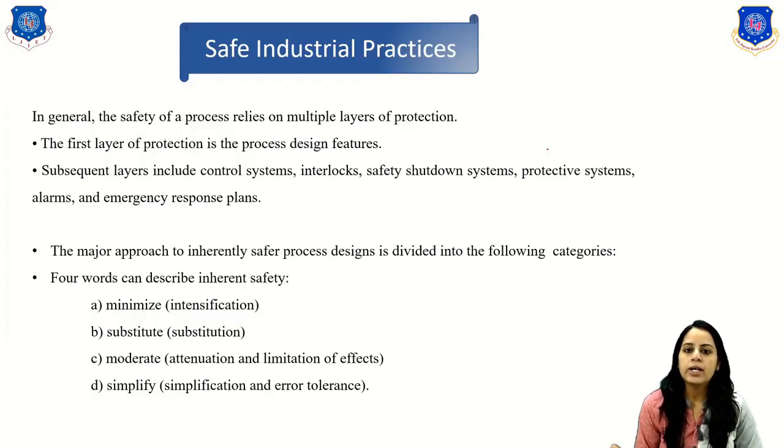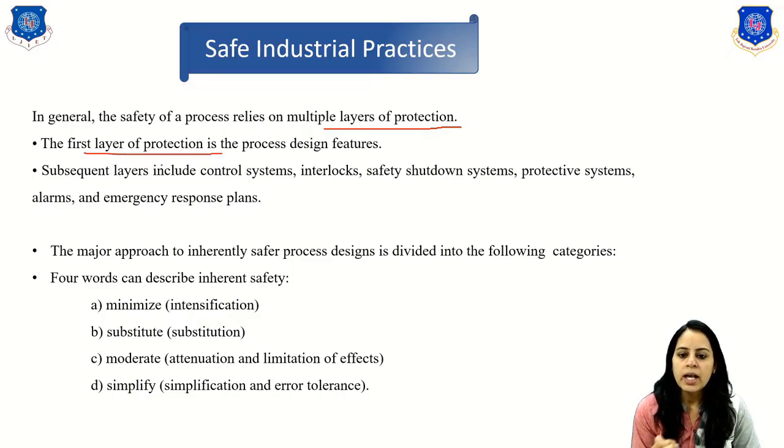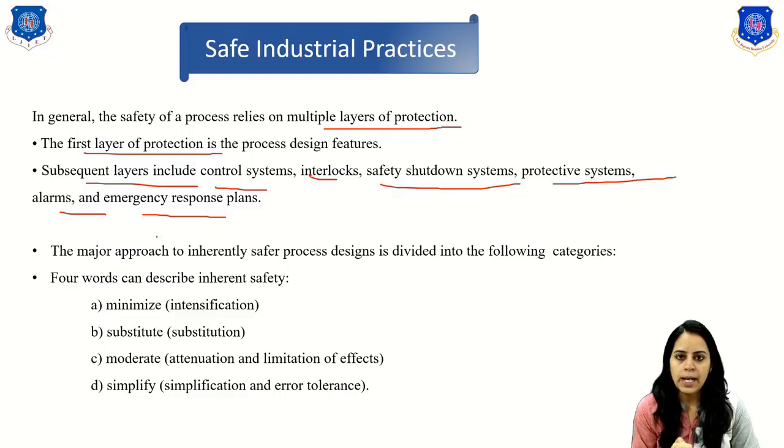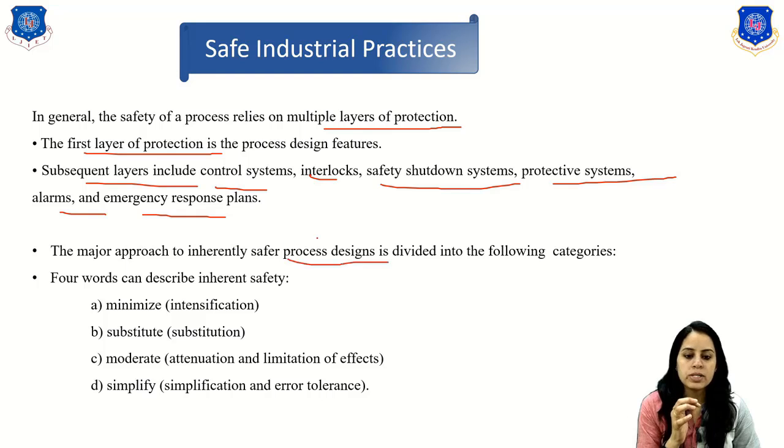Basically, first of all we start with the introduction portion. What are safe industrial practices? In general, the safety of a process relies on multiple layers of protection. The first layer of protection is the process design features. Subsequent layers include the control system and interlock, safety shutdown system, protective systems, alarm system, and emergency response plans. The major approach to enhance safer process design is divided into four main categories.